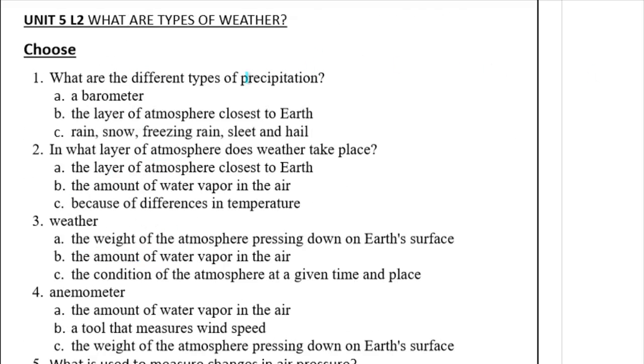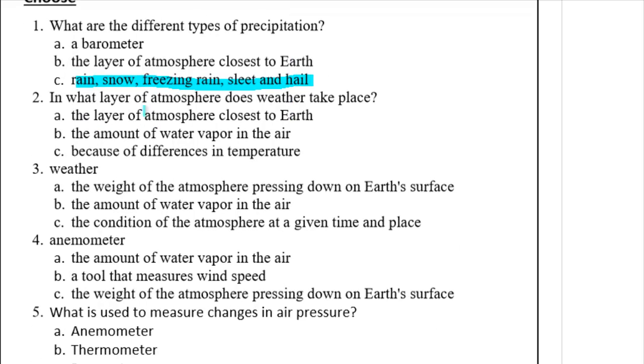After that, Lesson 2, what are types of weather? Choose number 1, what are different types of precipitation? I just told you, it is rain, snow, excellent, sleet, and hail. So it will be rain, snow or freezing rain, sleet, and hail.